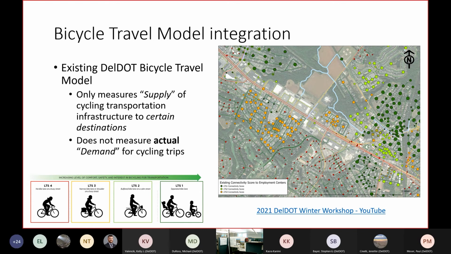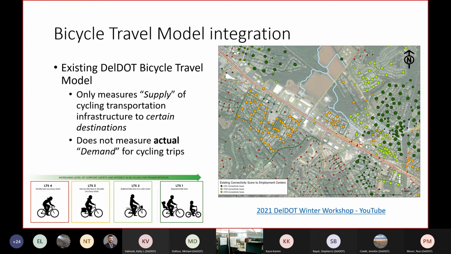Orange means you only have access at level 3. So if you live in one of these areas with an orange dot, our modeling would say the only way for you to get to an employment center is by using a level of traffic stress 3 road or intersection. And same with a red dot. If you have a red dot, that means you have to get on an LTS 4 road to get anywhere. So we have this interesting way of assessing mobility from a household to different destinations.